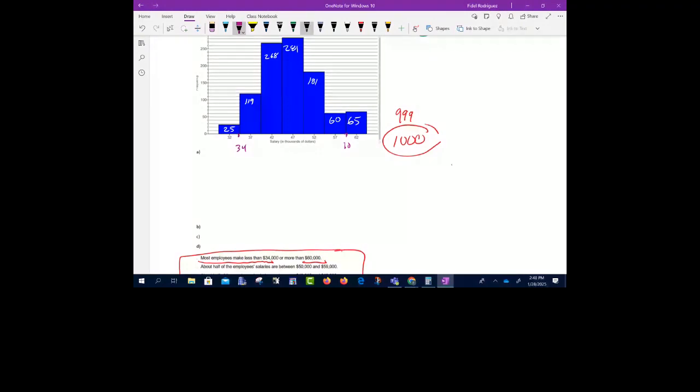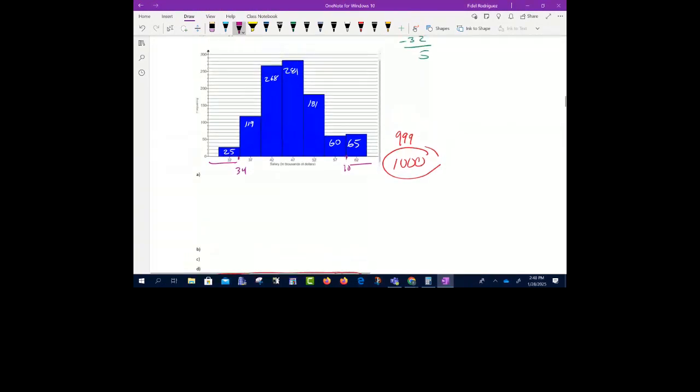Okay, I want you to look at the statement. It says most people make either here or here. Does that seem like that's accurate to you? What do you think? Look at all my bars, right? Does it look like most people make in this range or in that range? What would you say? No, right? That doesn't seem accurate at all. Okay.